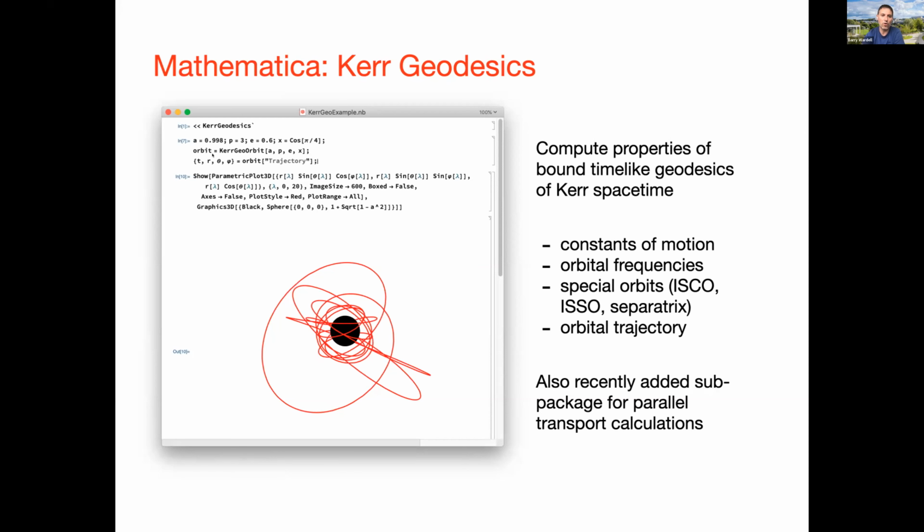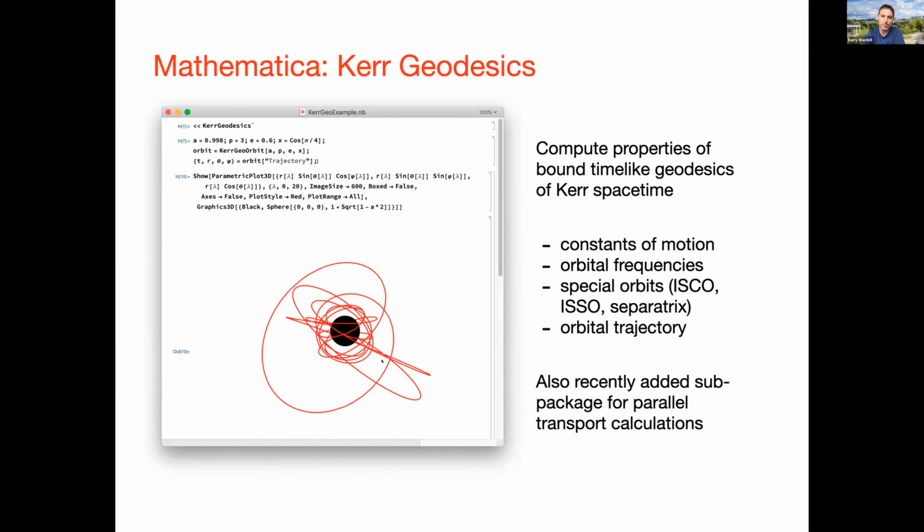You need to specify the orbit, so the spin of the black hole is 0.998. The semi-latus rectum is 3, the eccentricity is 0.6, and it has an inclination of pi/4 relative to the equatorial plane. You generate an orbit, and then this orbit function can be used to evaluate the orbit along a geodesic, parameterized by lambda. And we can produce these sorts of nice plots very easily that way.